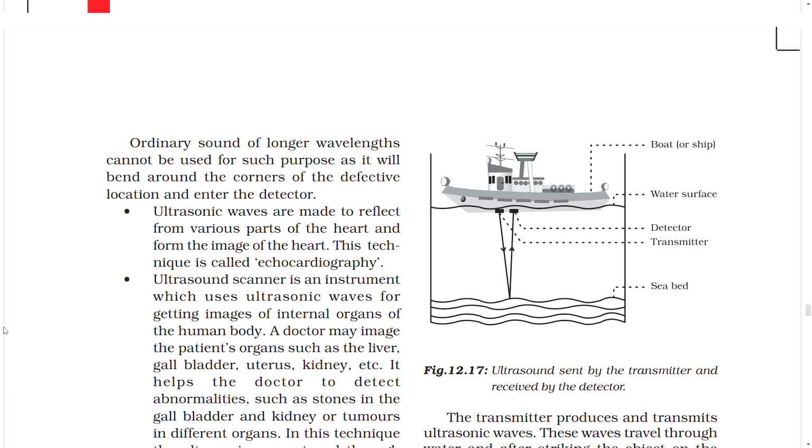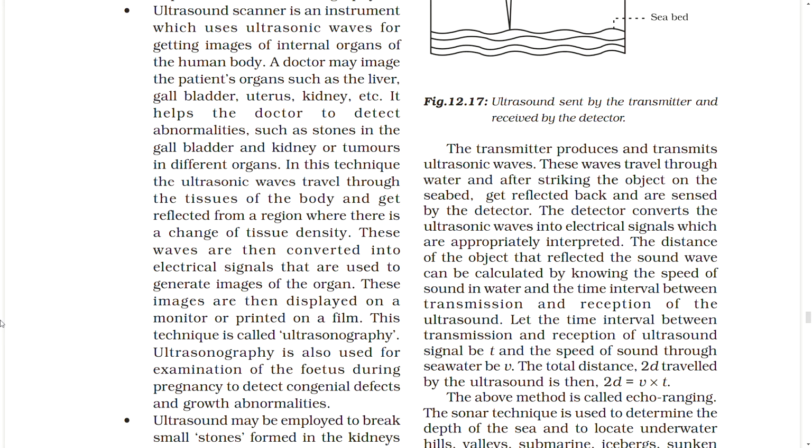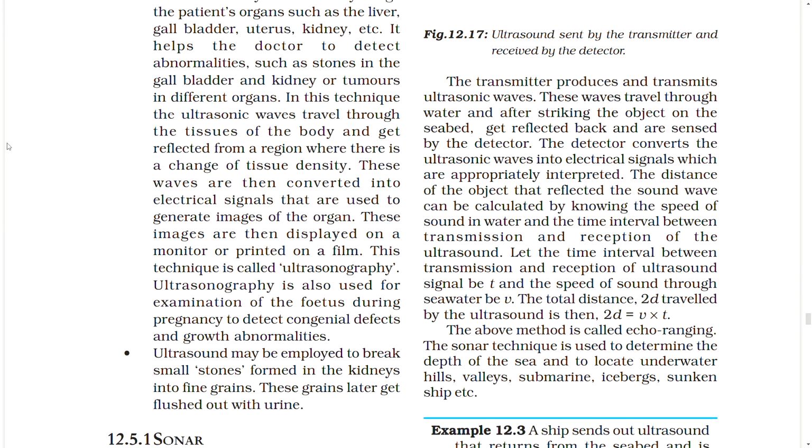In this technique, the ultrasonic waves travel through the tissues of the body and get reflected from a region where there is a change of tissue density. These waves are then converted into electrical signals that are used to generate images of the organs. These images are then displayed on a monitor or printed on a film. This technique is called ultrasonography.